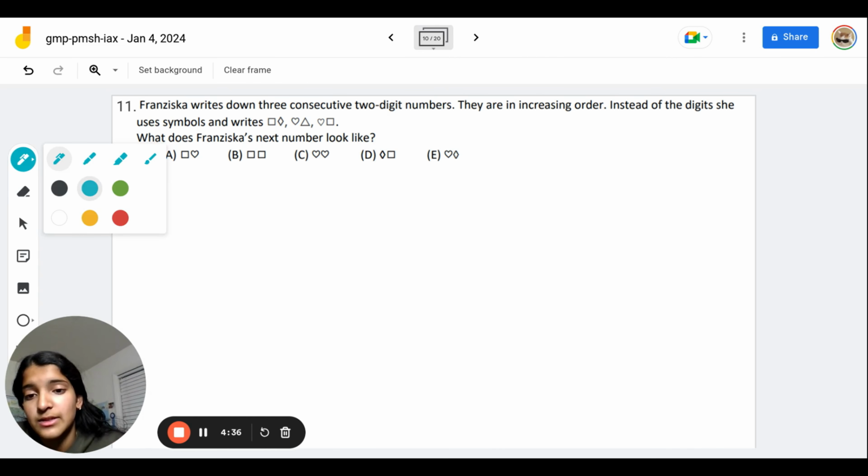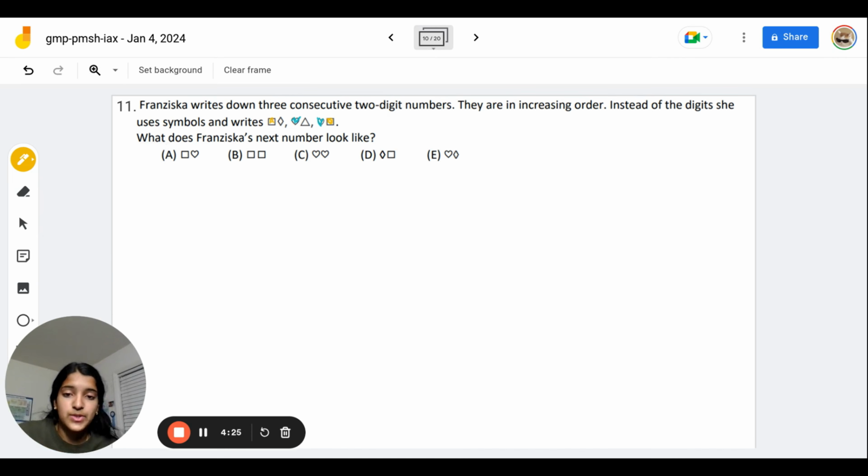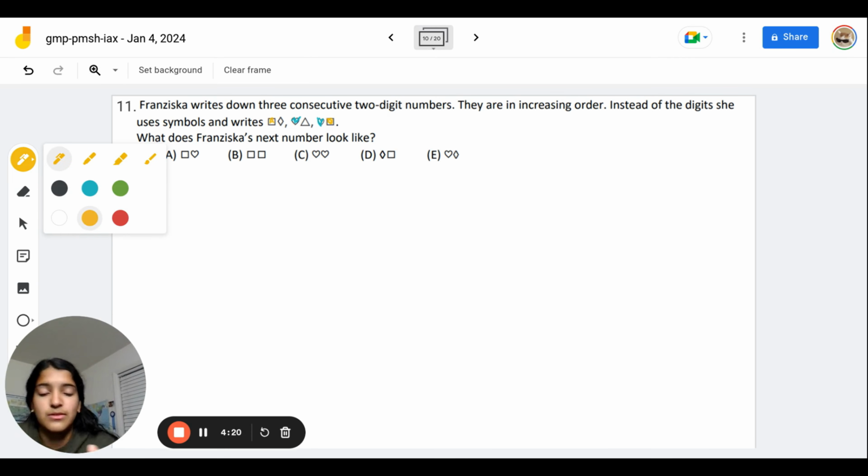Something we see is that the second consecutive number and the third consecutive number both have hearts. And the first consecutive number and the third consecutive number both have squares. So what this basically means is that the second and third consecutive numbers will have the same tens value, and the first and third consecutive numbers will have the same ones place. As a random example, let's just assume that the first consecutive number is 29.